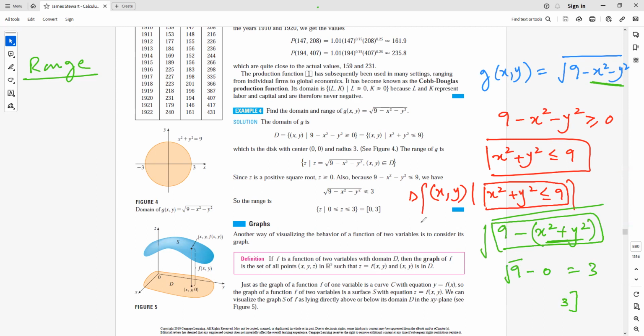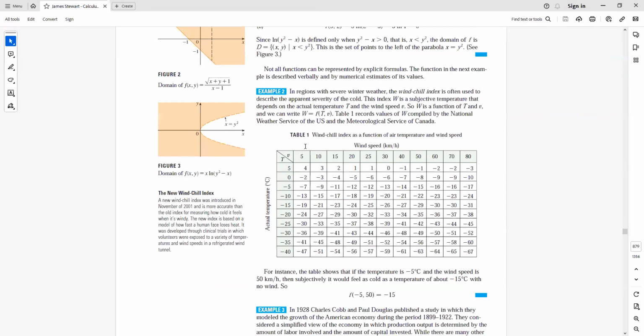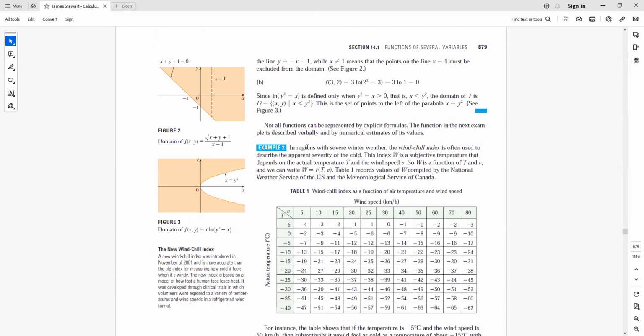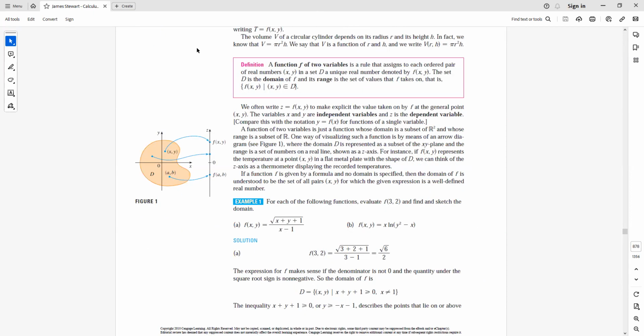So the maximum of this range will be 3, and the minimum value is when this thing is equal to exactly 9, right? So we are going to get the minimum value, that is 0. So the range of this function will be from 0 to 3, right? So in this way we can find the domain and range. And let's look at the examples here, in which we only found the domain. Let's try to find the range.